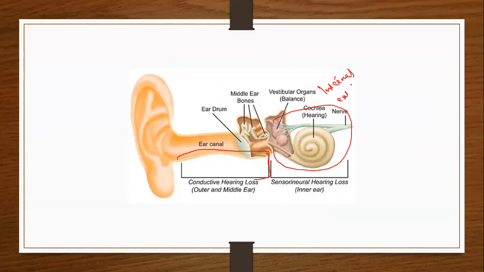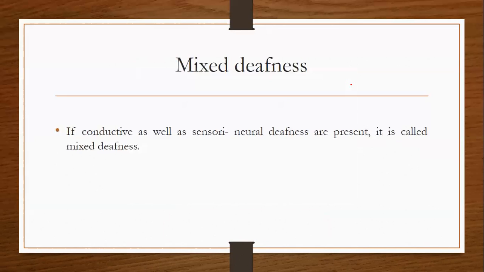The inner ear is mainly associated with balancing as well as hearing function. Then the mixed deafness. Mixed means it's both. If conductive as well as sensory-neural deafness are present, it is called mixed deafness.